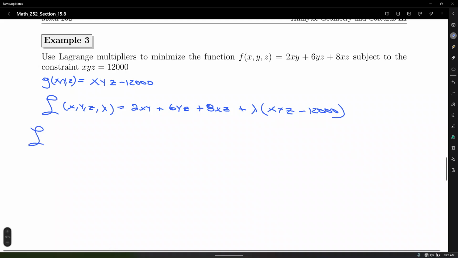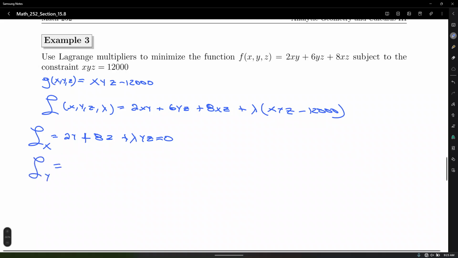The Lagrangian with respect to x equals 2y plus, right here, that's 0, and then that's 8z. And careful here, the derivative of xyz with respect to x is going to be yz times lambda, right? So plus lambda times yz. You might want to set it equal to 0 at once.